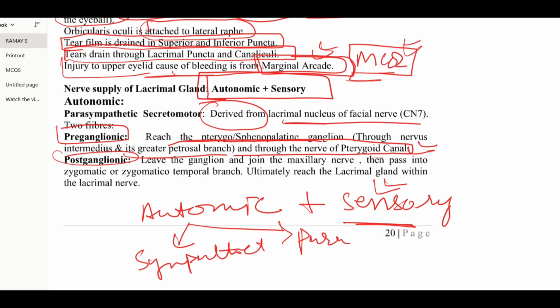We have seen that postganglionic fibers leave the ganglion and join the maxillary nerve, then pass into the zygomatic temporal branch, ultimately reach the lacrimal gland within the lacrimal nerve.